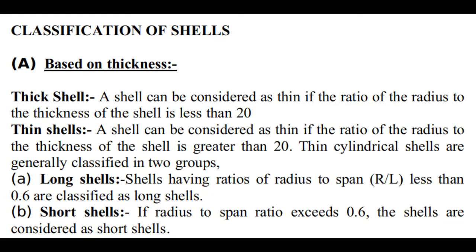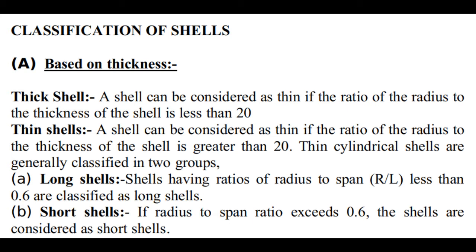Now let us come to the classification of the shells, based on the thickness. There can be thick shell and thin shell. Thick shell is where the ratio of the radius to the thickness is less than 20. And thin shell is where the ratio of the radius to thickness of the shell is greater than 20. Now thin cylindrical shells are generally classified into two groups, long shells and short shells.